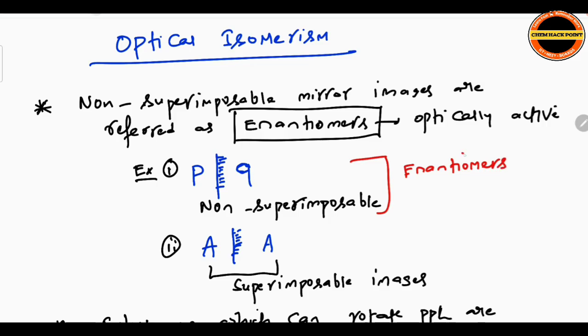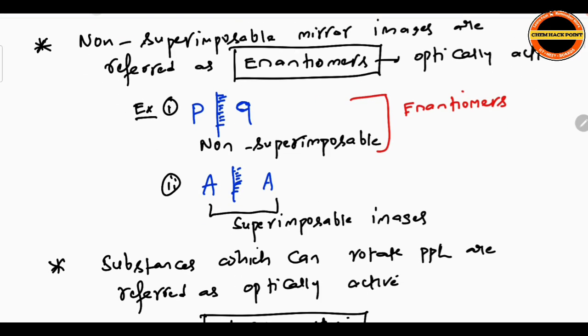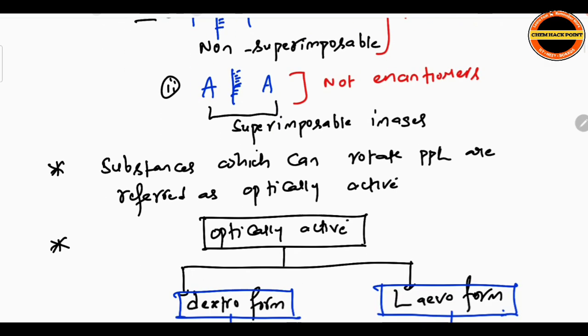These are enantiomers. But here you see superimposable mirror images. Here see letter A, its mirror image is exactly the same. If you lift it and place it on this, you will get the same. It is superimposable. So these are not enantiomers.